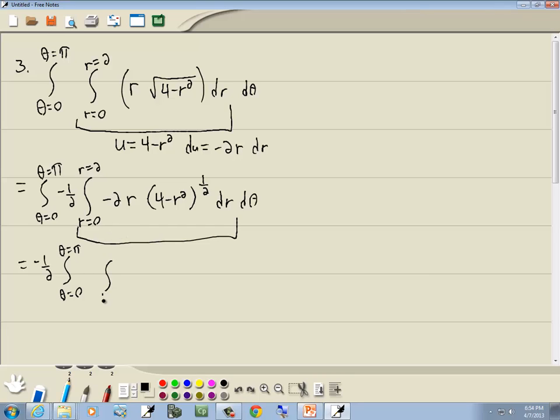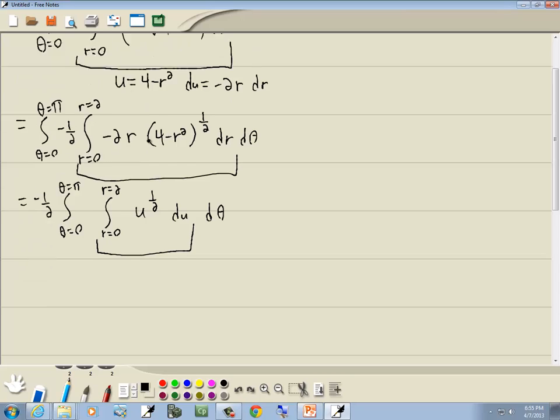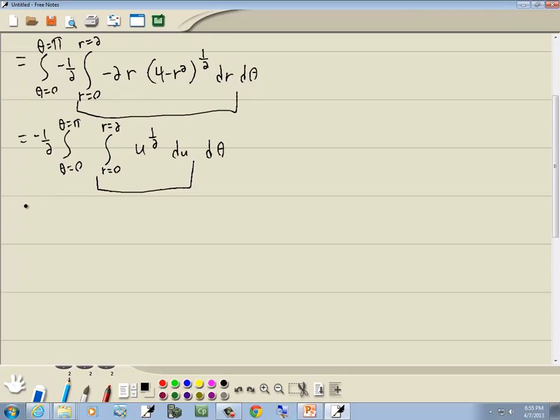Okay. Now I'm going to go ahead and put that negative 1/2 clear out in front. And this now becomes, this is still r is equal to 0 to r is equal to 2. And 4 minus r squared becomes u, so this is u to the 1/2. Negative 2r dr gets replaced by du. And d theta. Well, we're going to do the inner integral first. So I got negative 1/2, theta is equal to 0 to theta is equal to pi. Add 1 to our power, divide by our new power. So it gives us 2/3 u to the 3/2 from r is equal to 0 to r is equal to 2 d theta.